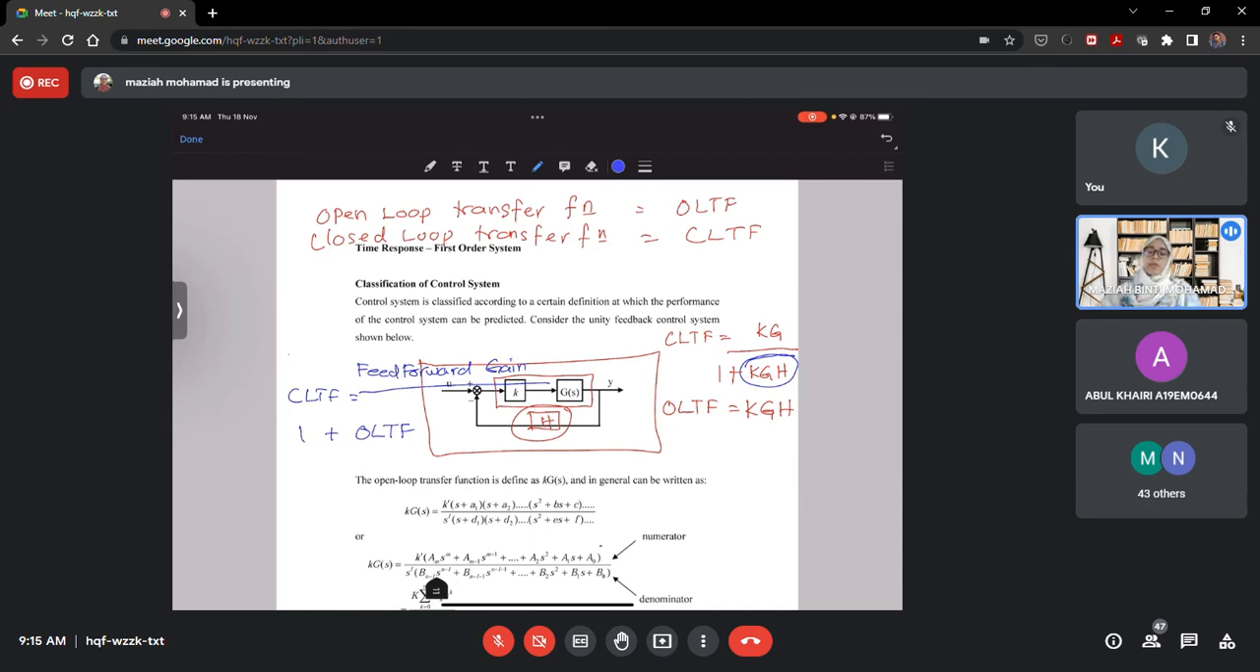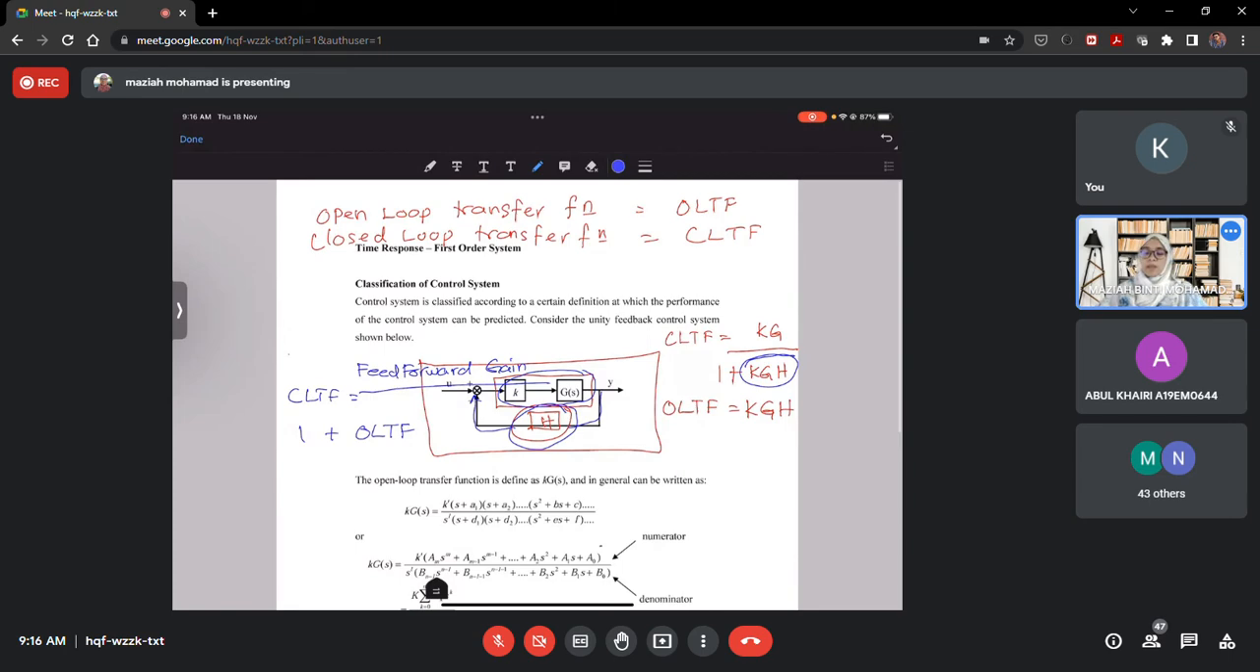So just remember, closed loop transfer function is KG over 1 plus KGH or minus KGH, right? And for the open loop transfer function, it is KGH. So we're just going to refer to any gain at the feed forward multiplied with any gain at the feedback.